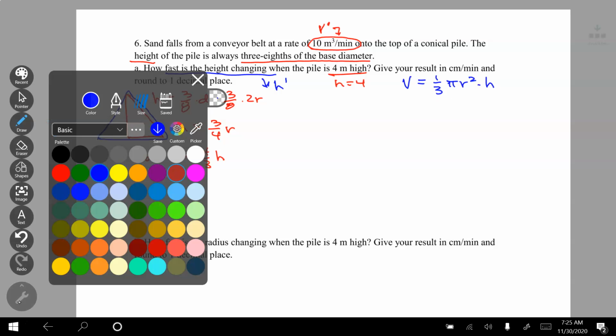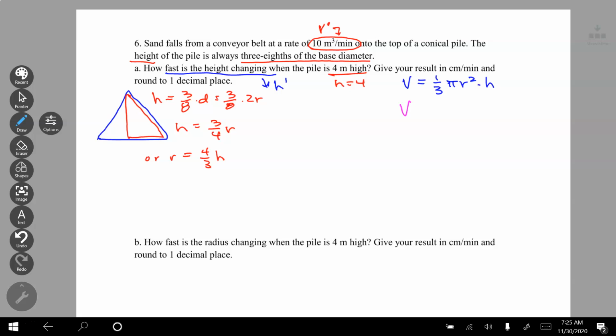I'm going to modify that. I'm going to make V equals, I'm going to put in 4 over 3 h squared times h. And when I clean that up, I get 16 over 27 pi h cubed. And when I take its derivative, I get v prime is equal to 16 over 9 pi h squared times h prime.